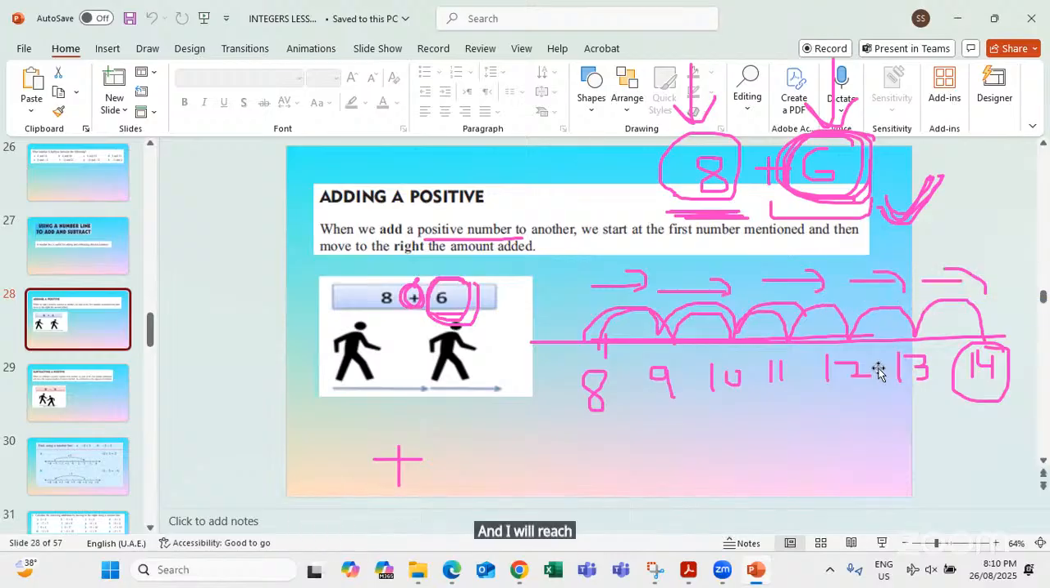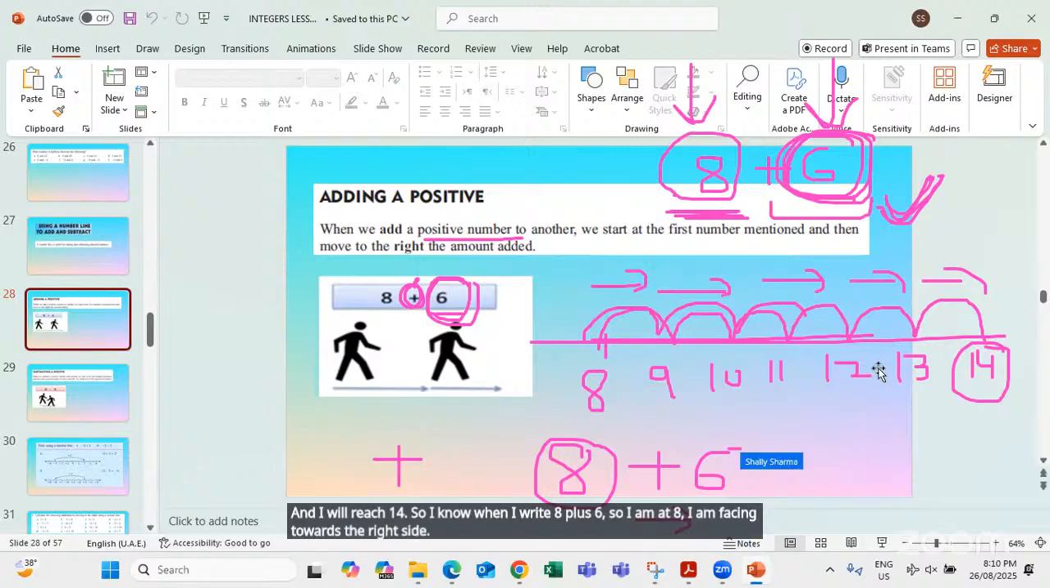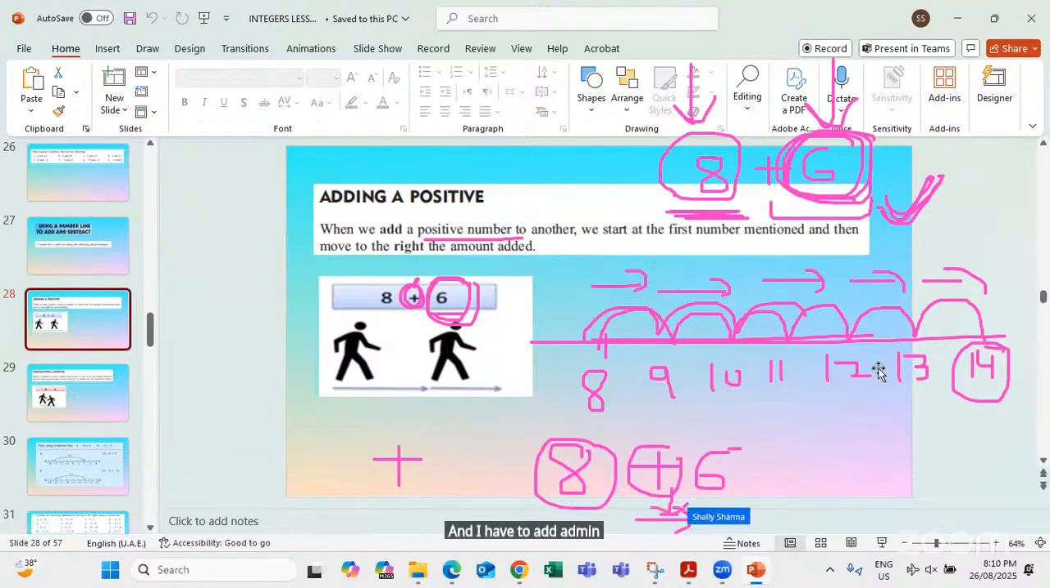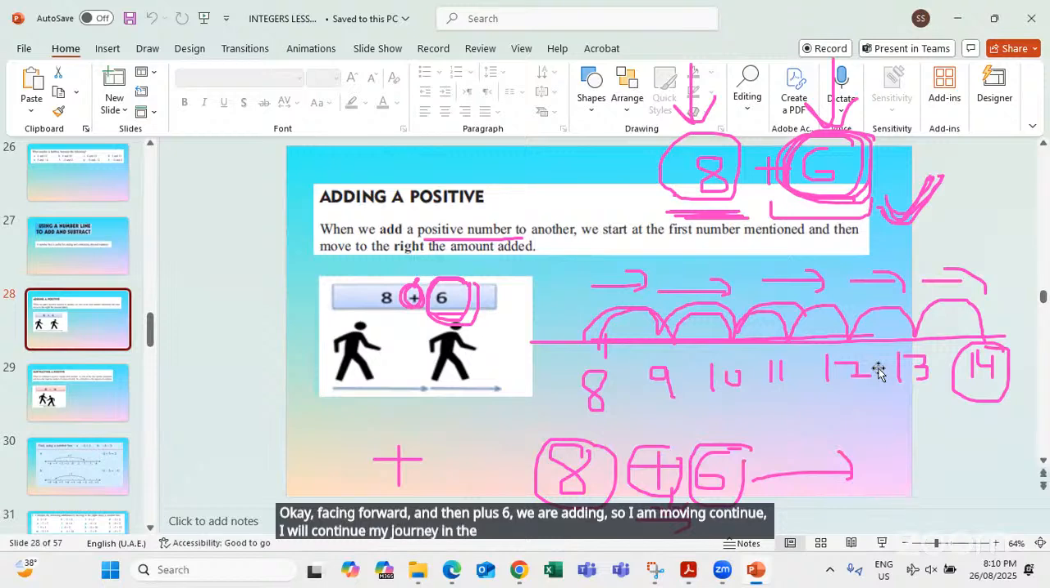So I know when I write 8 plus 6, I am at 8, I am facing towards the right side, and I have to add, means facing towards the right side. Okay, facing forward, and then plus 6 we are adding, so I will continue my journey in the same direction 6 steps. So it is 8 and then 6 forward in the right direction. So 8 plus 6 is 14.